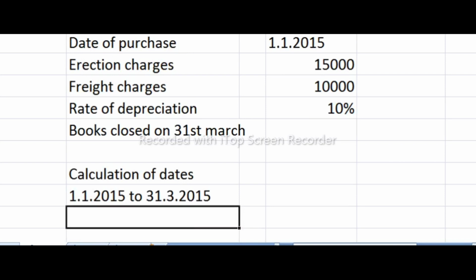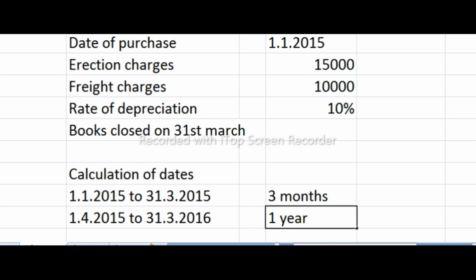The next year's depreciation immediately after March, the next month is 1st April 2015, where your next accounting year starts, and it will end in the next year, that is 31st March of 2016. So this counts up to 12 months. So for a full year, you're going to give the second year depreciation. So this is the date calculation for the 2 years in this sum.